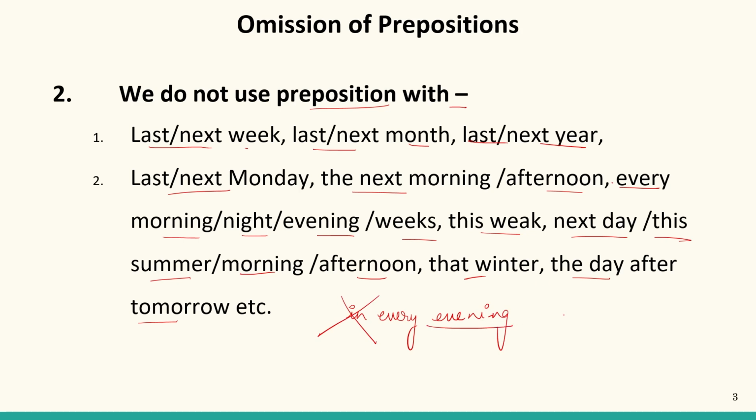I go for a walk every morning. She goes to do yoga every morning. The sentence is absolutely correct. We cannot write in every morning or on every morning. That is incorrect. So with all of these words, we do not use any preposition before them.